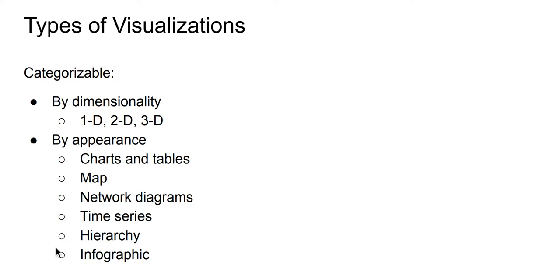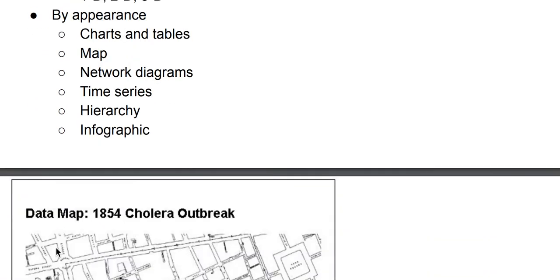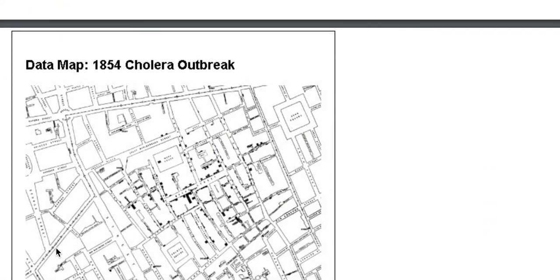Types of visualizations. There are a lot of ways to categorize the different types of visualizations, like by dimensionality: 1 dimension, 2 dimension, or 3 dimension. By appearance, like charts and tables, map, network, diagrams, time series, hierarchy, and infographic. Here's an example, the data map.